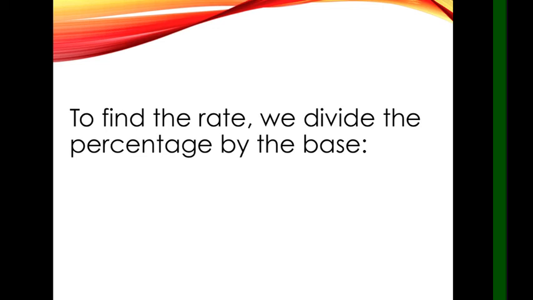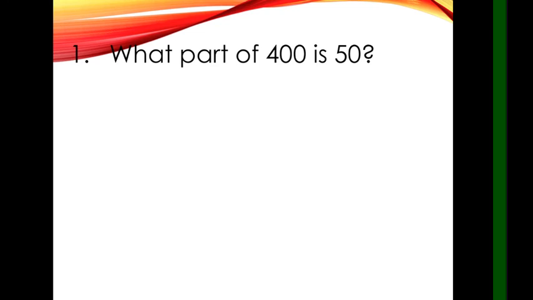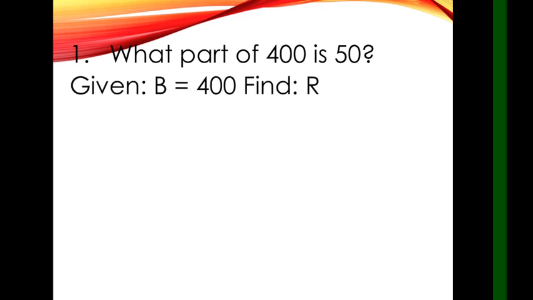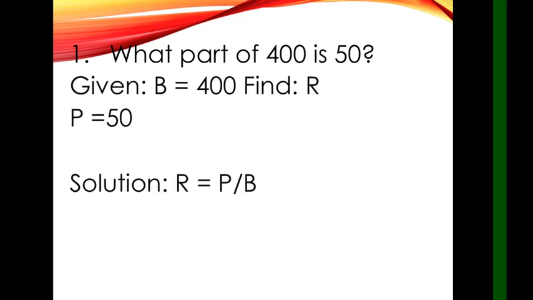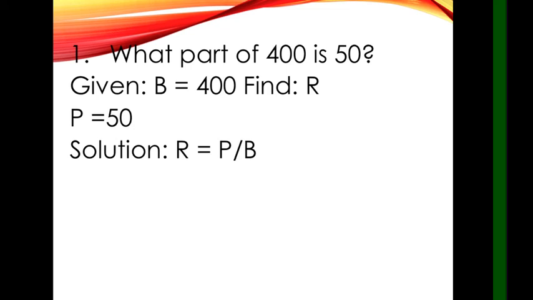So by this we divide the percentage by the base. So we have R equals P over B. So that's the formula. What part of 400 is 50? We're looking for the part which is the percentage, which is the rate. So 400 for the B and 50 for the percentage. So we have R equals P over B, so we have 50 and 400.